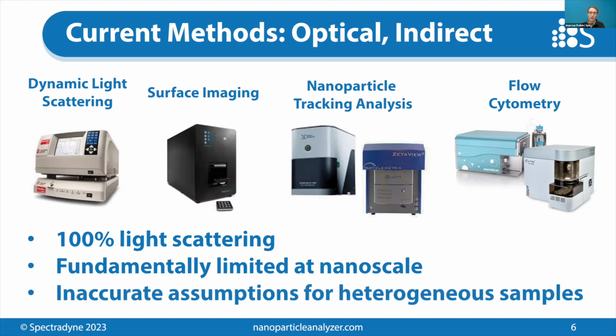Then when you do try and use light scattering to infer particle size, for example, you have to make assumptions about the particles that are just not possible to make accurately for heterogeneous samples, and we'll talk more about that in a minute. Because we're a flow cytometry audience here, I'd like to just review flow cytometry and how it's tried to be applied for nanoparticle analysis.